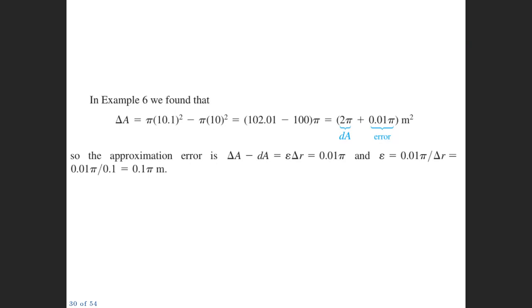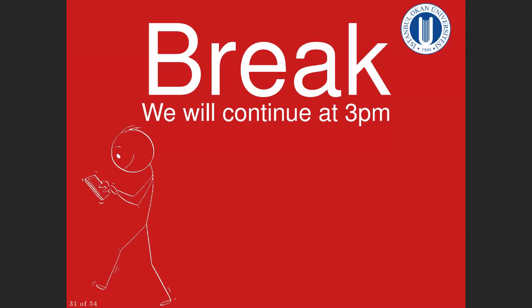In example 6, that was the one with the circles, going from a circle of radius 10 meters to a circle of radius 10.1 meters, the real change in area we can write like this. It's the 2 pi that we found was the approximate change plus the error. And that's all I want to say about differentials. We're going to take a break now, and then I'm going to continue at 3 o'clock when I start talking about chapter 4.